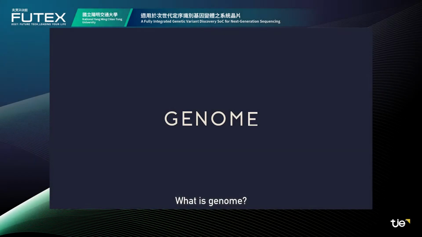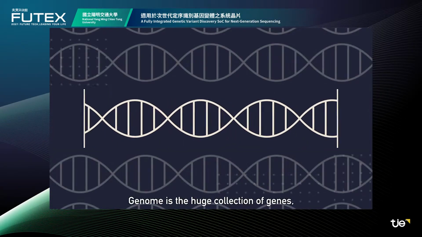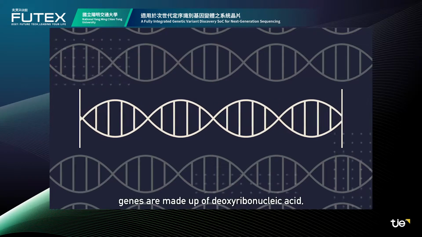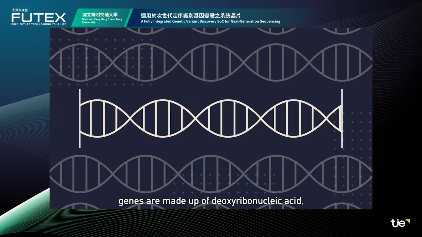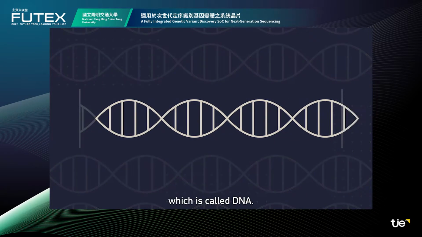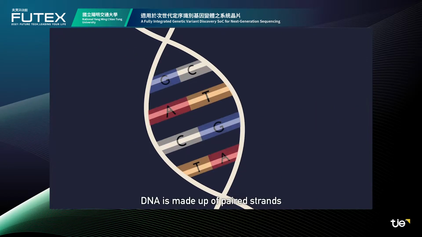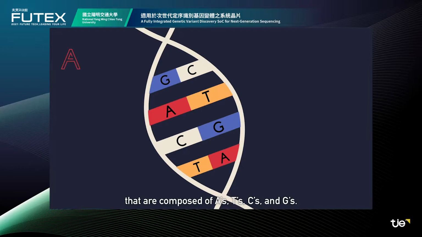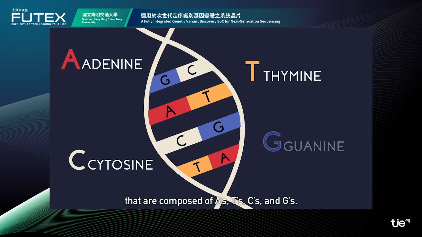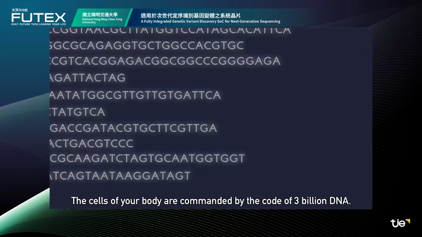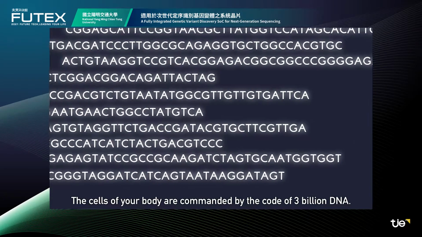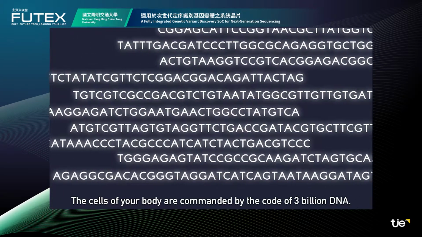What is genome? Genome is the huge collection of genes. Genes are made up of deoxyribonucleic acid, which is called DNA. DNA is made up of paired strands that are composed of A's, T's, C's, and G's. The cells of our body are commanded by the code of 3 billion DNA.